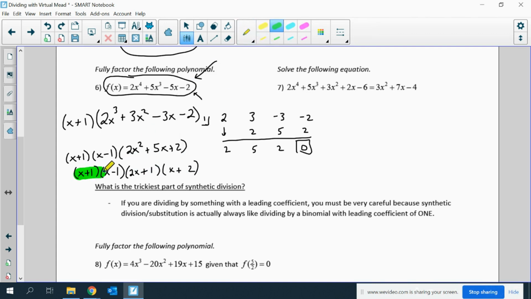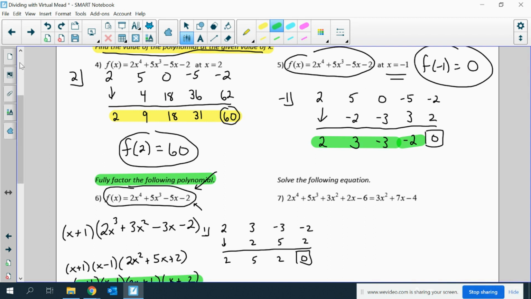My answer is x plus 1, x minus 1, 2x plus 1, x plus 2. And I can, again, write each of these parentheses in any order because that's how multiplication works. So I have fully factored this polynomial. There was no GCF. Now I've fully factored it.